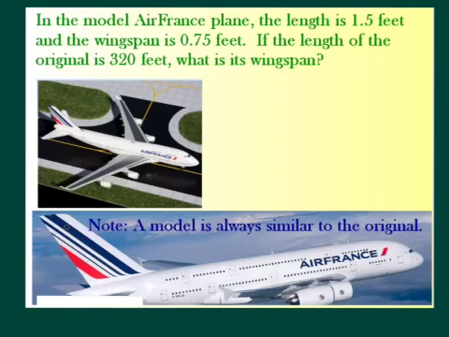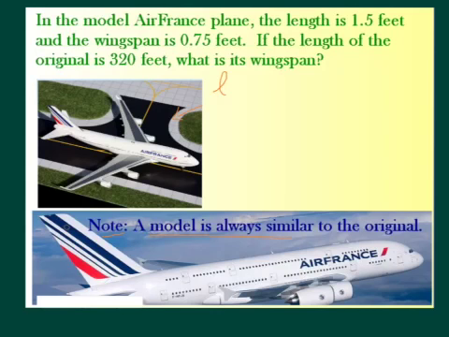As a last example, let's go ahead and look at two figures that are already similar. We already know they're similar, and let's use the idea of similarity to find a missing dimension between the two objects. Okay, so let's read this problem. In the model Air France plane, so the model right here, the length of the airplane is 1.5 feet, and the wingspan is 0.75 feet. So going to the original, if the length of the original is 320 feet, what is its wingspan? And note, a model is always similar to the original. So we know that the corresponding sides are already proportional. So the lengths of the model to the original are the corresponding sides.